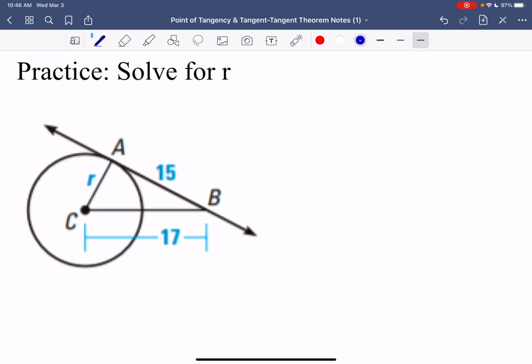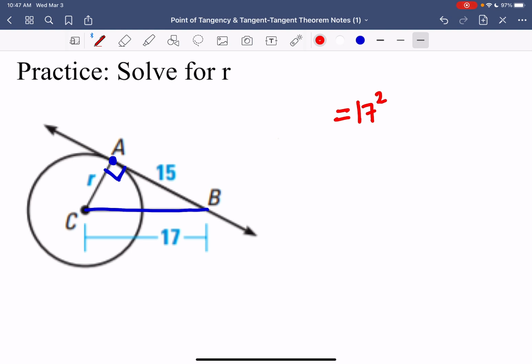So first, I always start by identifying my hypotenuse. Well, I know that at point A, my point of tangency, my radius and my tangent line form this right angle based on the point of tangency theorem. So the side that is across from our right angle is our hypotenuse, which makes 17 our hypotenuse for this problem.